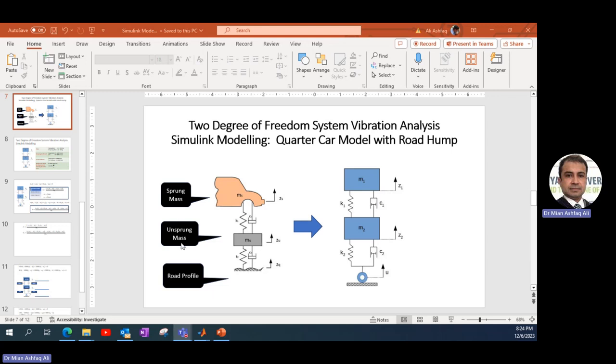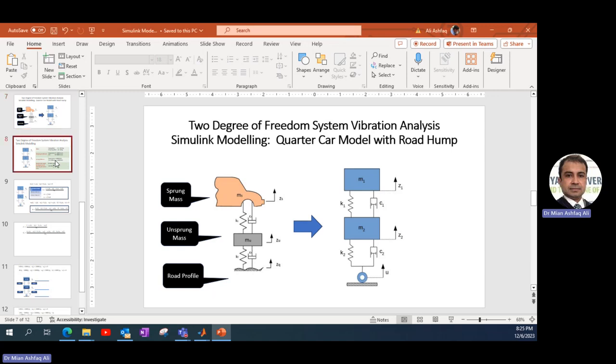So on the left, we see an actual system, and on the right side, we have the model representing this problem. M1 represents the sprung mass, M2 represents the unsprung mass, and from the bottom, we see the input coming from the road profile in the form of U. K1 and C1 represent the system parameters for the suspension system, which is present between the wheel and the mass of the car, where K2 and C2 are the spring stiffness and the coefficient of damping for the tire material.